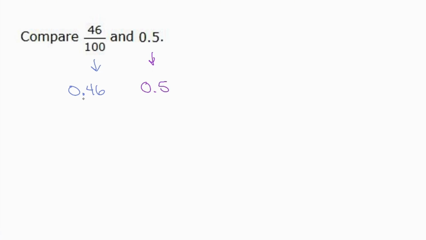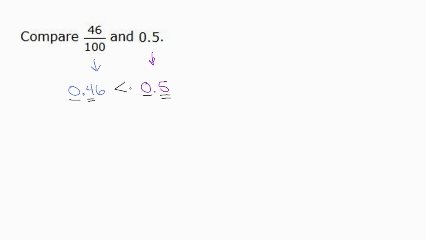Now, whenever you compare two decimals, you start with the leftmost place value, and if they're the same, work your way to the right. Since these zeros are the same, that's not going to help us, so we work our way to the right. Now you have a 4 compared to a 5. 4 is smaller than 5. So since 4 is smaller than 5, this blue number is smaller than this purple number.